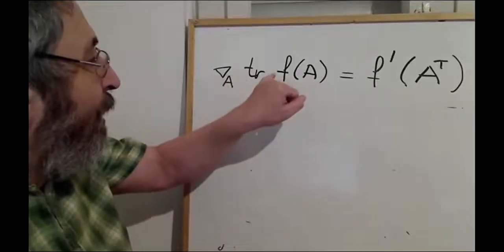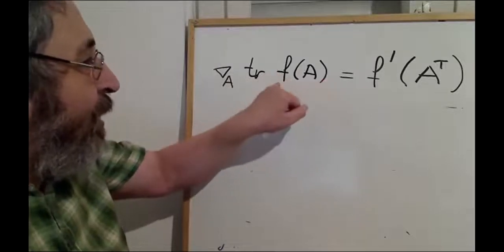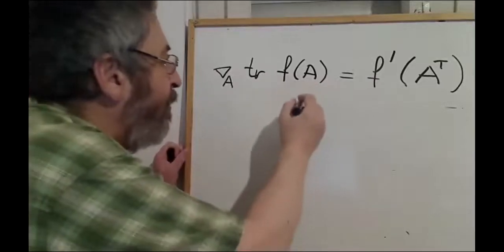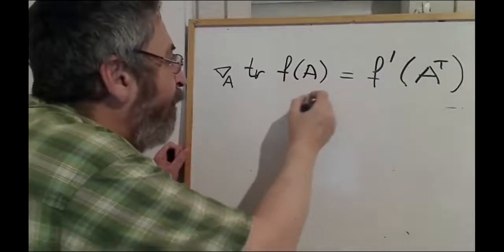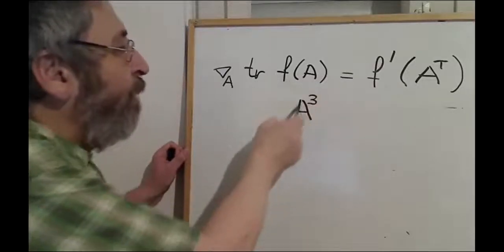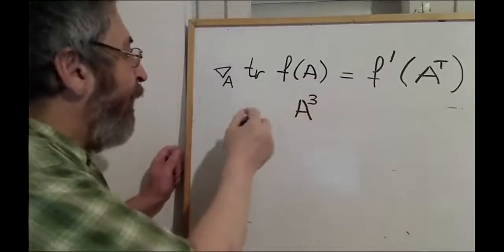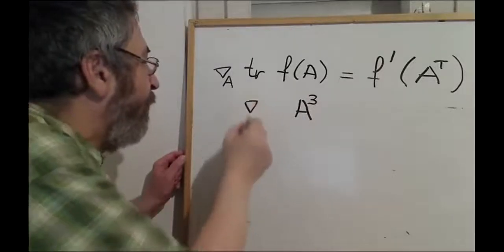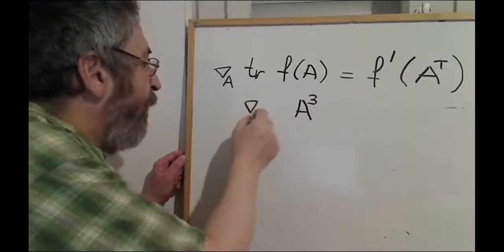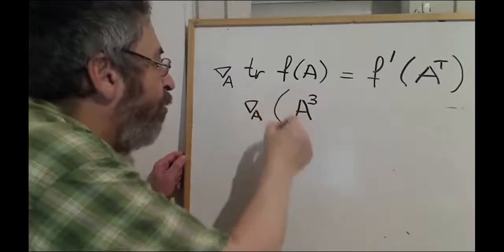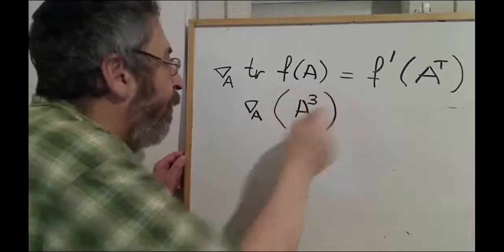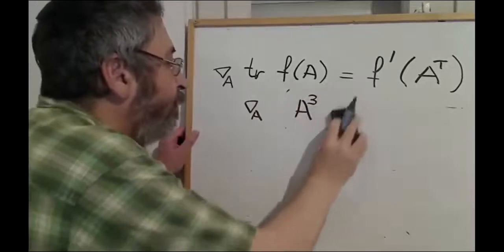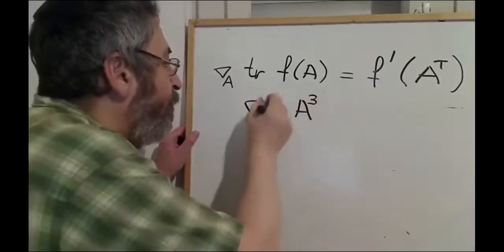Pay attention. F of A is a matrix, yes? It may be a matrix exponent, or you can think in the easiest way, A cube. F of A may be A cube. And I showed you in the lecture that the gradient with respect to A of the trace of A cube, yes? You forgot the trace on the right side in the first row.